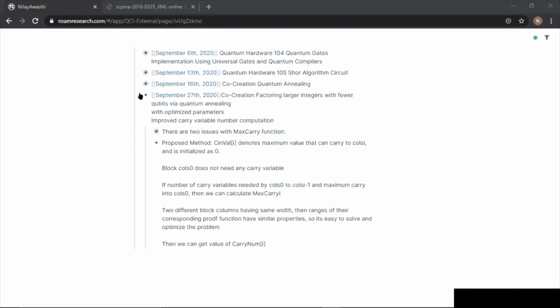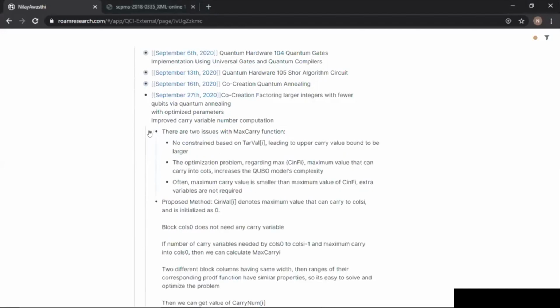So, as Mahima laid down, instead of trying to solve the factorization problem using Shor's algorithm, we are trying to look out for other alternative paths. So one search was using the QUBO model converted into a multiplication optimization problem, and then with quantum annealing we could have done it. There were many improvisations that can be done in the given algorithm which was proposed. There were majorly two issues when trying to find the maximum carry function, such that there was no constraint based on the target value.